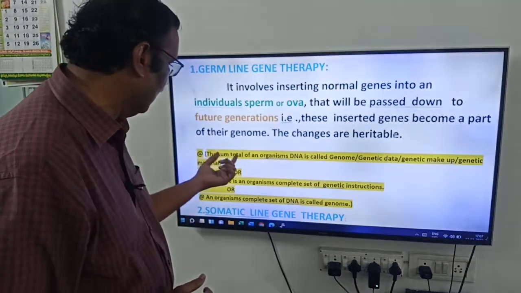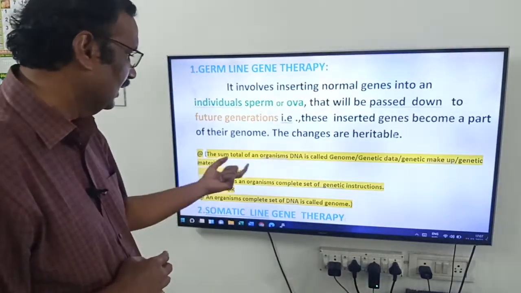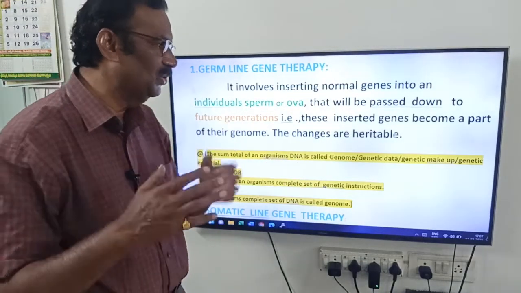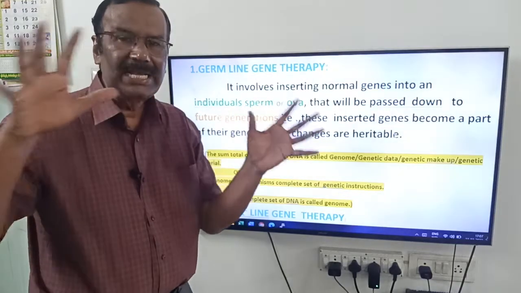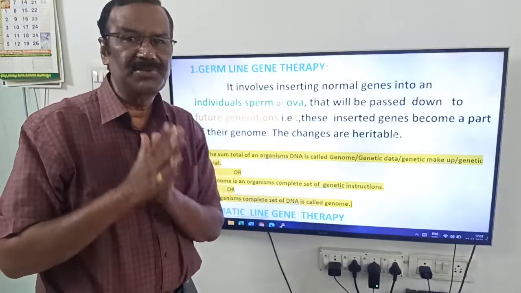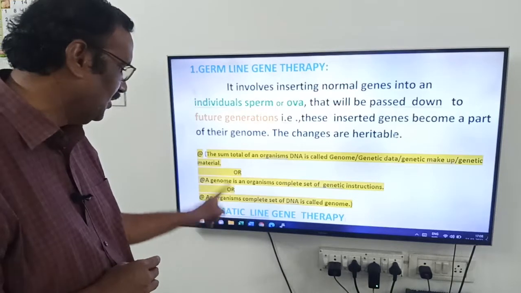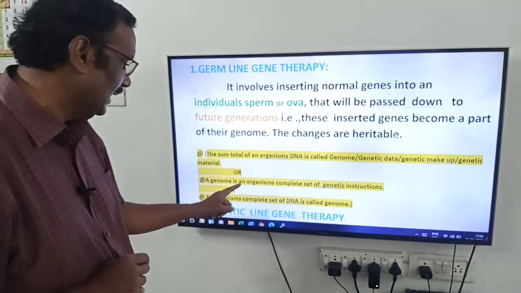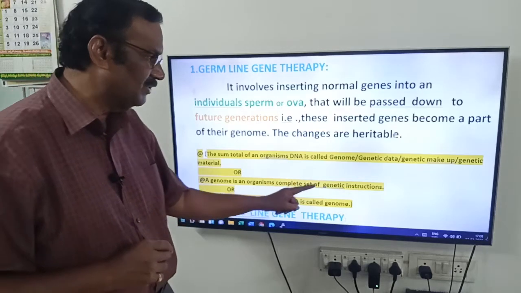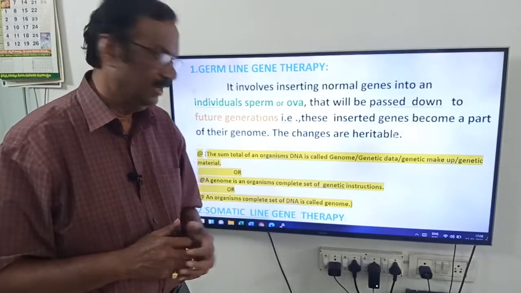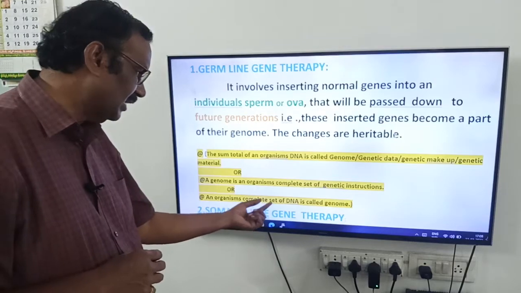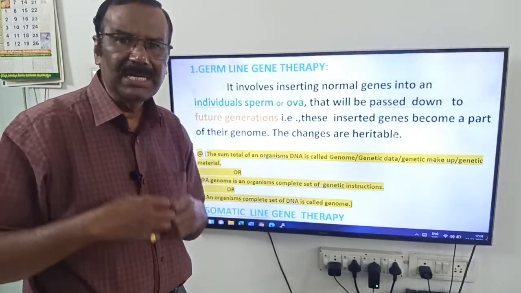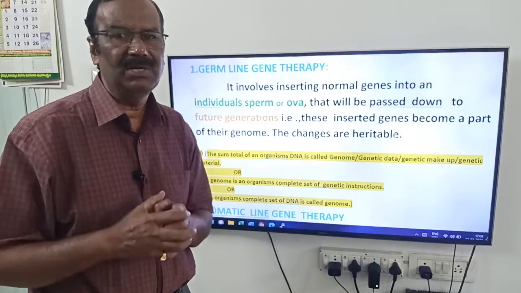Here, friends, I have given the definition of genome. What is genome, friends? The sum total of an organism's DNA is called genome. The total DNA of an organism is called what, friends? Genome. Please don't write this yellowish one in your notes, friends. But you know what genome is? A genome is an organism's complete set of genetic instructions, or an organism's complete set of DNA is called genome. The total DNA of an individual is called what, friends?